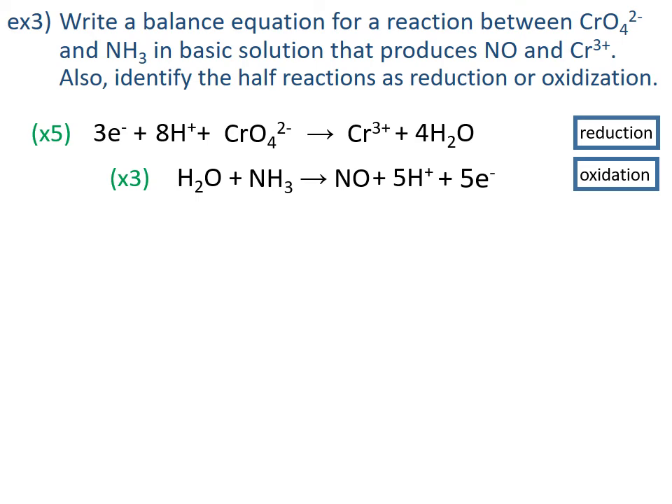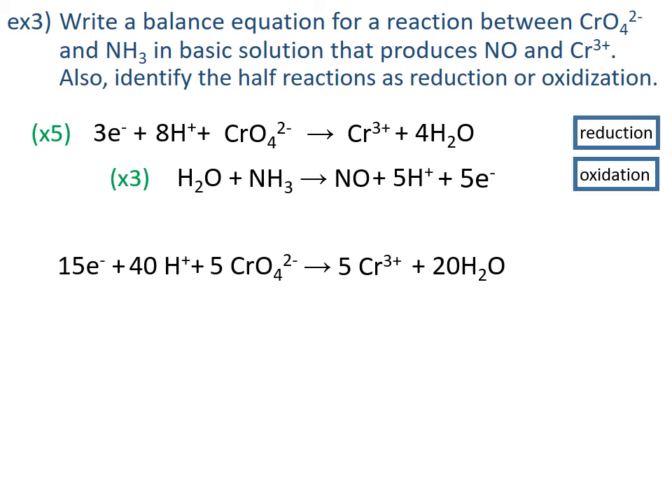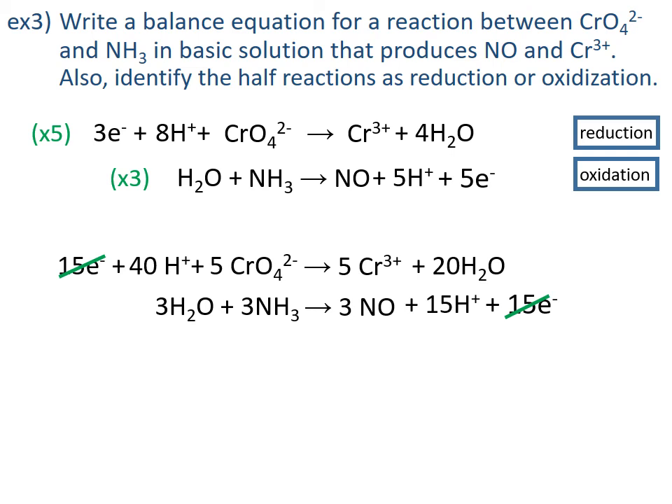So when I multiply the top line by 5, that'll give me 15 electrons, 40 H pluses, 5 chromate ions, and that will turn into 5 chromium 3 ions and 20 water molecules. When I multiply the bottom line by 3, that gives me 3 waters, 3 ammonias, 3 nitrogen monoxides, 15 H pluses, and 15 electrons. So the electrons on either side will cancel out.